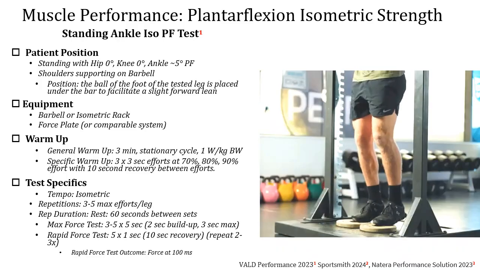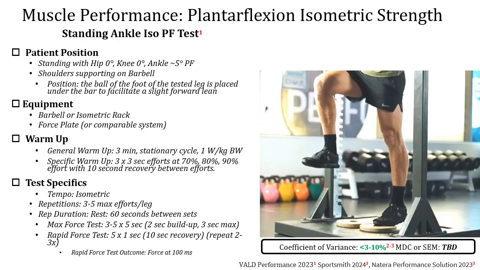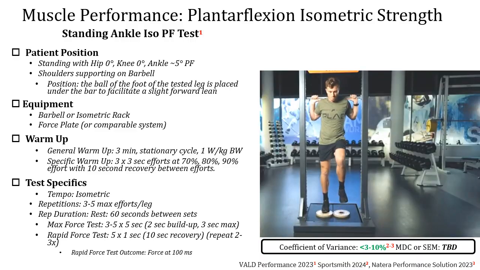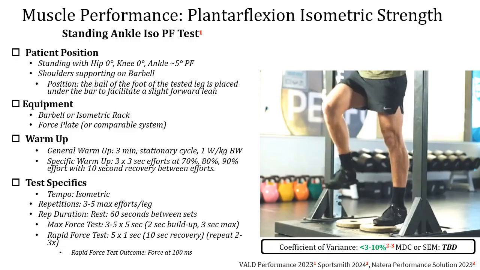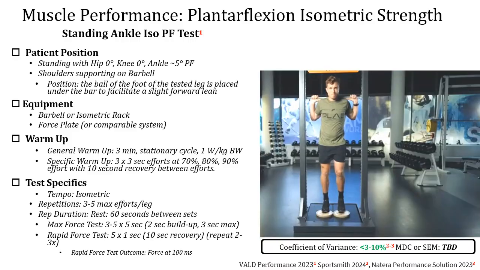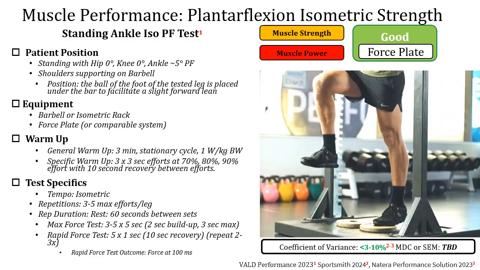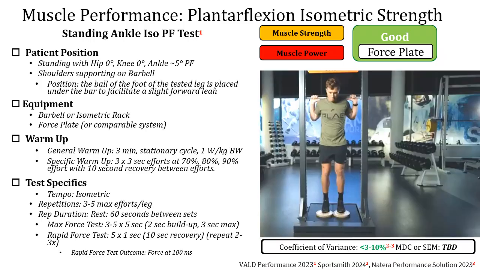It's going to be 10 seconds recovery, and you repeat it 2 to 3 times. The coefficient of variance with this is acceptable with less than 3 to 10% difference in the overall output from one repetition to the next and across time. The minimal detectable change and standard error of measure, however, is still yet to be determined. And as I alluded to, this is going to be a good test. It's going to have both muscle strength capacity as well as muscle power.